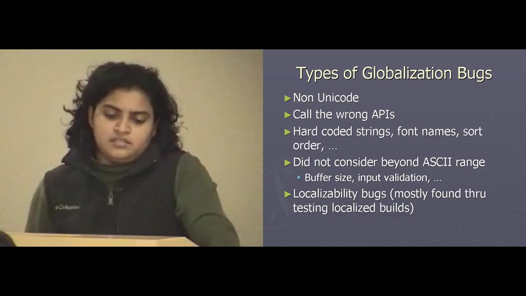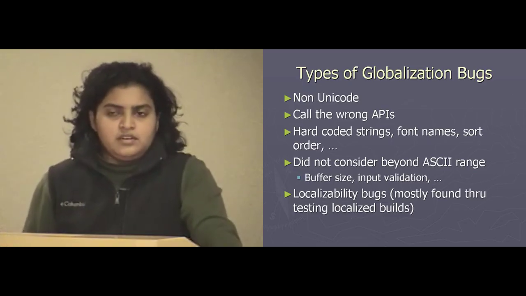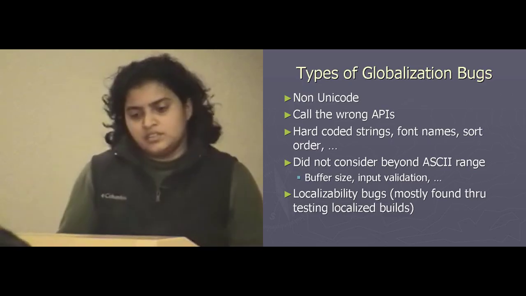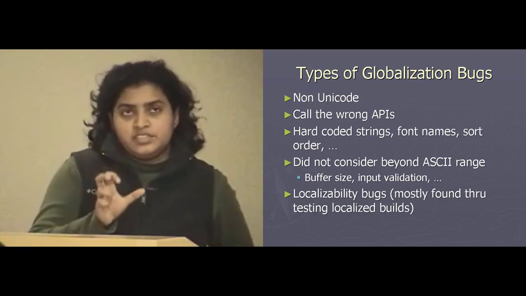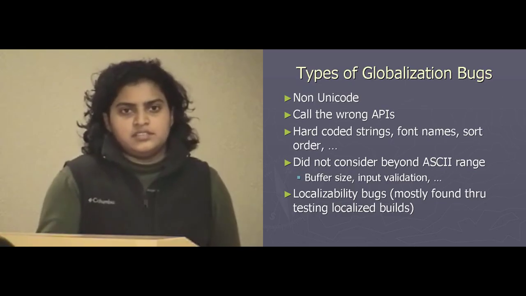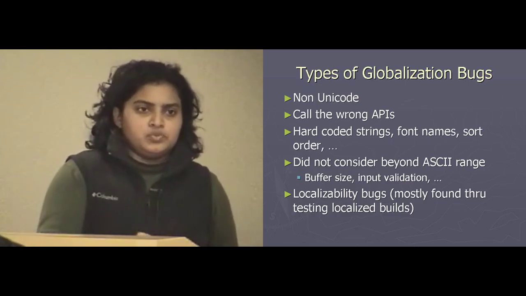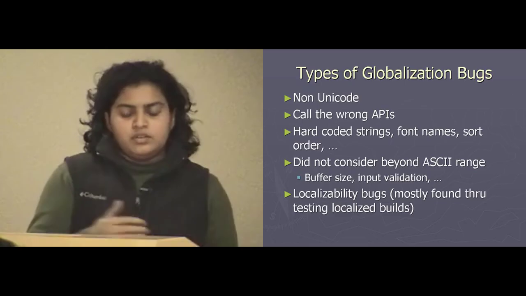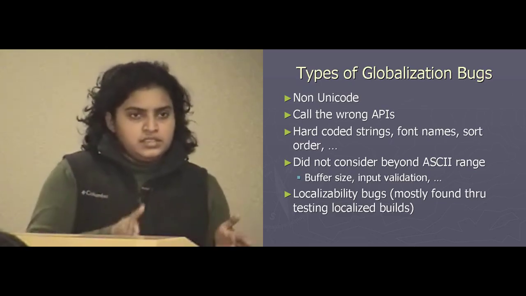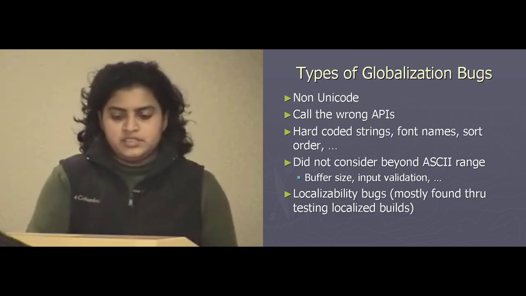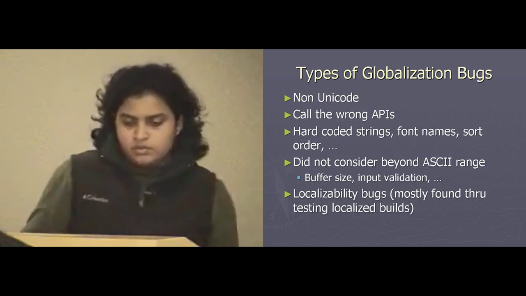And the last kind are the localizability bugs, which mainly are something like hard-coded strings, or, for example, in the UI you could have button sizes or edit control sizes which are fixed, and when you localize it, if the text is much longer than the fixed size, the text would overflow and the UI would look bad.